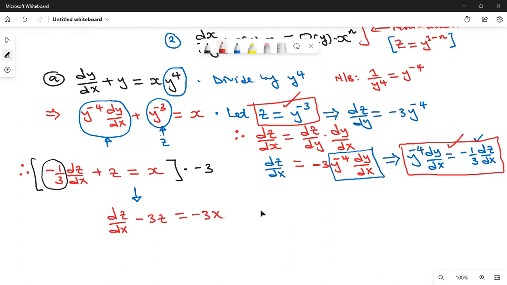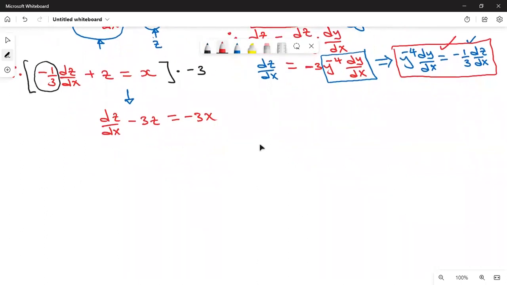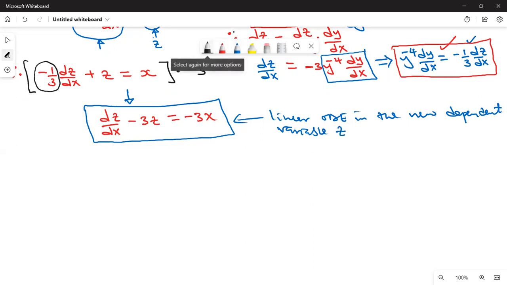So this is now linear in the dependent variable z. Remember, initially it was non-linear, but now once we have made that substitution, we get a linear ODE in the new dependent variable z. So I'll comment on this one and call it linear ODE in the new dependent variable z. Let's call it equation star.